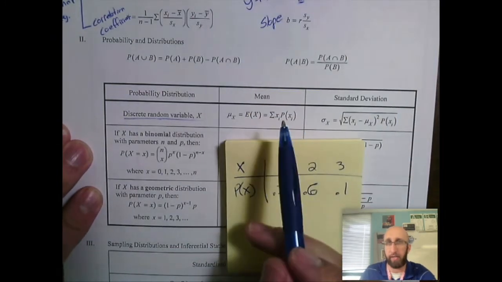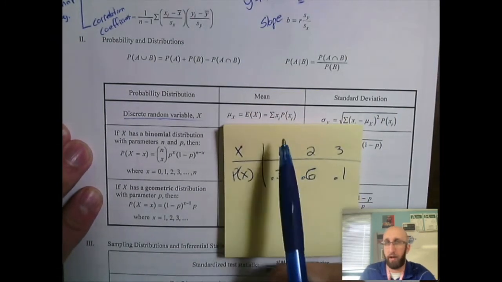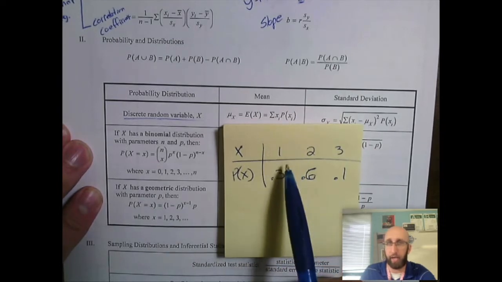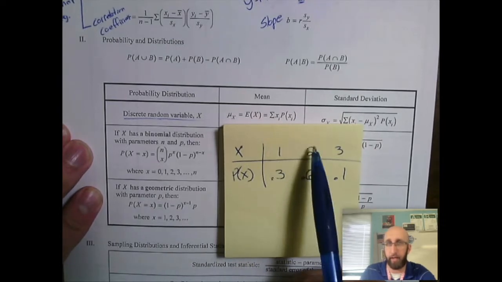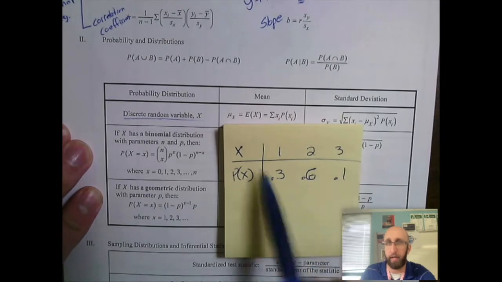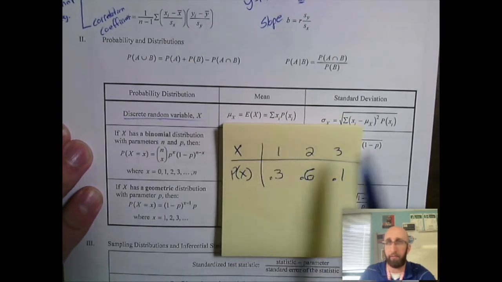So we have the expected value to find the mean of it. As your refresher, you take x times p, add it to the next one, x times p, add it to the next one, x times p. You do that, you get your expected value.